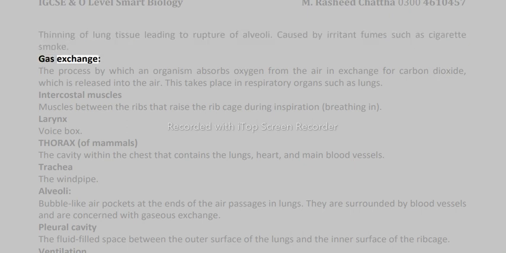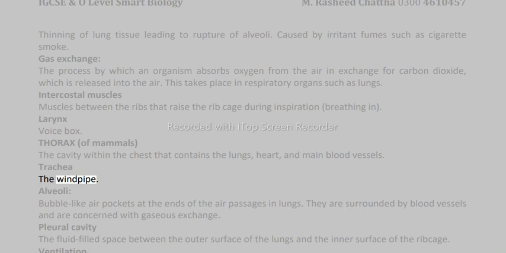by fumes such as cigarette smoke. Gas exchange: the process by which an organism absorbs oxygen from the air in exchange for carbon dioxide, which is released into the air. This takes place in respiratory organs such as lungs. Intercostal muscles: muscles between the ribs that raise the rib cage during inspiration, breathing in. Larynx: voice box. Thorax: of mammals, the cavity within the chest that contains the lungs, heart, and main blood vessels.